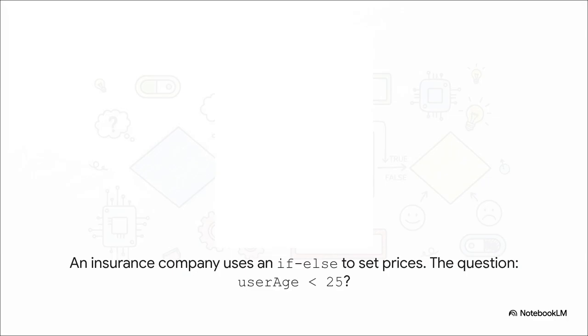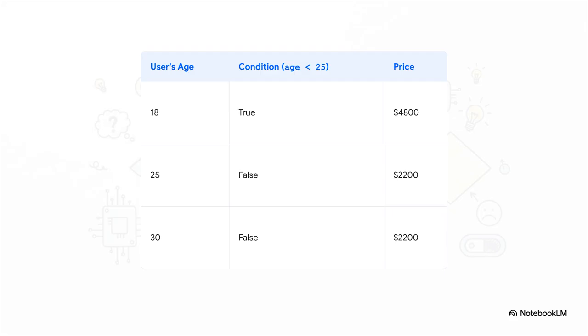Okay, let's take a look at an insurance company's website. They have to set a price based on risk, right? So the big question they're asking here is, is the user's age less than 25? And this one question is going to lead to two very different prices. This table here makes it crystal clear. If you're 18, that condition, age less than 25, is true, so you go down that path and bam, you get the $4,800 price. But if you're 25 or 30, the condition is false. So the program has to take the else path, which leads to the lower $2,200 price.